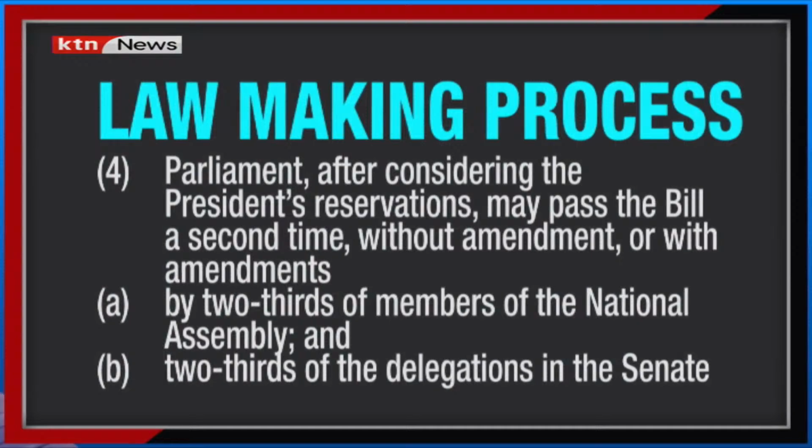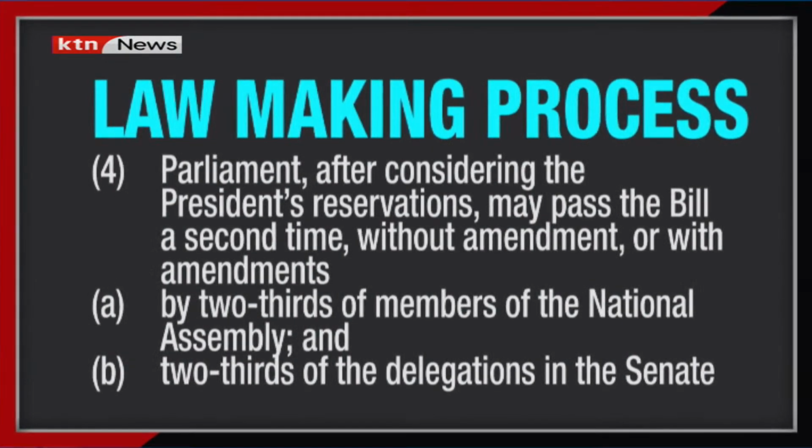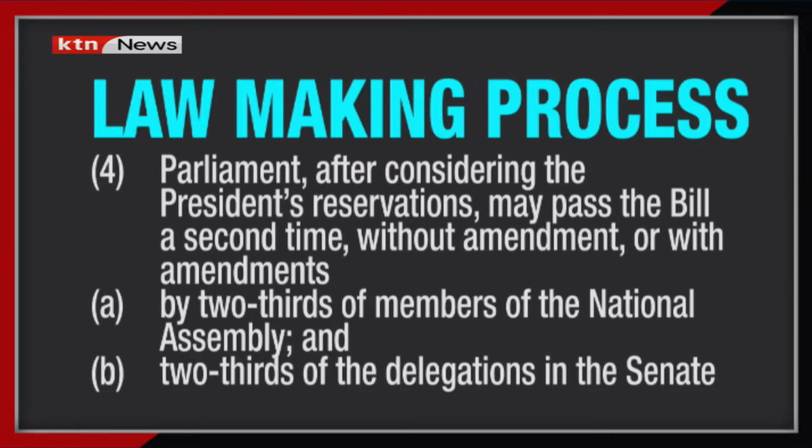Let's move on. If that does not happen, there are other provisions in the law. And remember, this is Article 115 of the Constitution. So Parliament, after reconsidering the president's reservation, may pass the bill as is a second time without amendments or with amendments. So it means Parliament can decide, you know, the president has sent us all these amendments he's seeking, or his reservation, but let's pass it without those considerations by a 2/3 majority of the members of the National Assembly and 2/3 of the delegation in the Senate, if they decide either to pass it with the president's amendments or not.